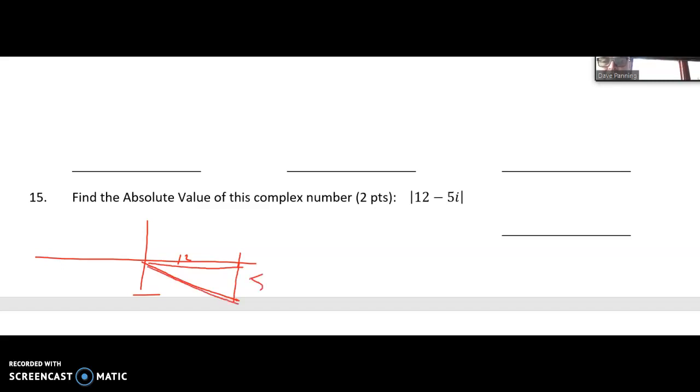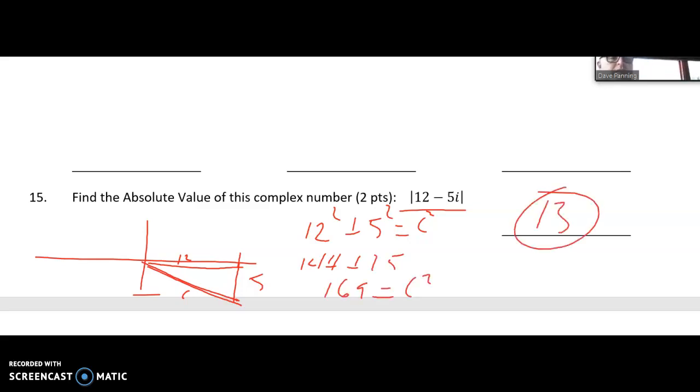But I've got to find the diagonal distance. Because the absolute value means how far away from 0 it is, I'm going to use the Pythagorean theorem. 12 squared plus 5 squared equals, let's call this c squared. And that's 144 plus 25, which is 169, equals c squared. And if I take the square root of both sides, that's exactly 13.